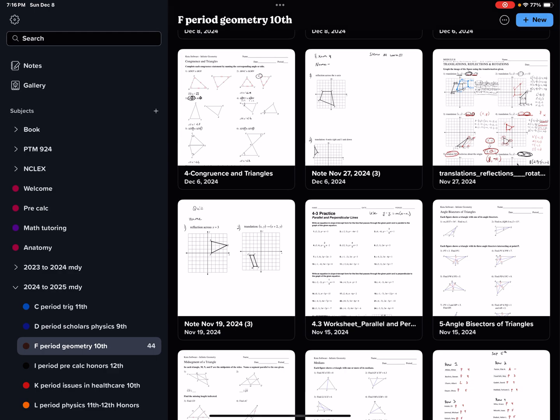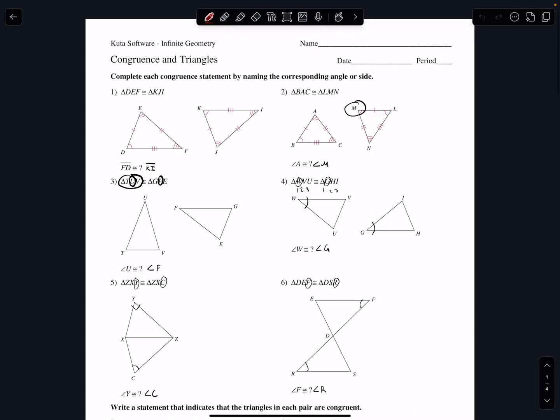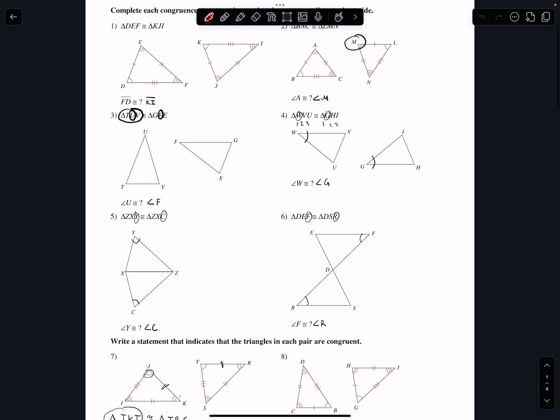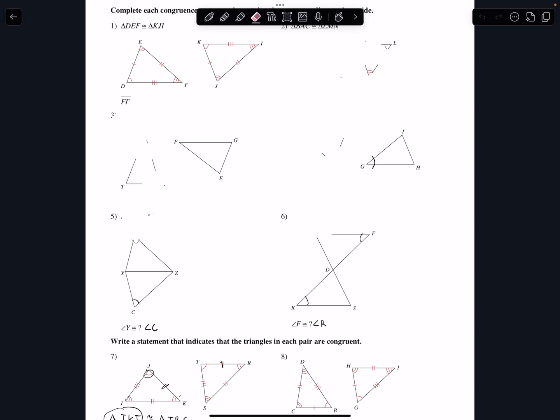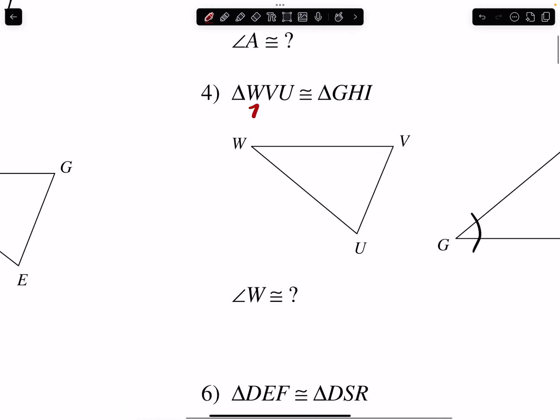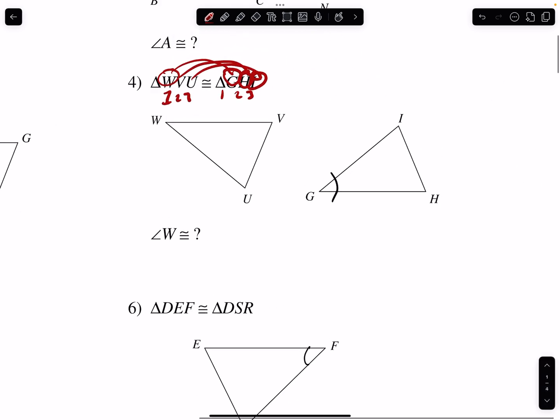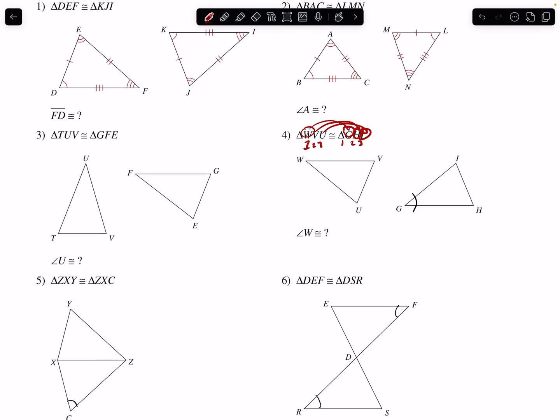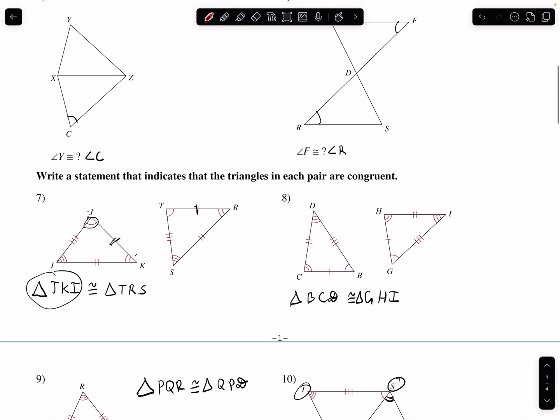Now, in terms of congruencies and triangles, yes, we went over it. Maybe I'll put a few as I promised as extra credit, but these are very simple, right? So remember, 1, 2, 3, 1, 2, 3, okay? W congruent to G, V congruent to H, U congruent to I, all right? So that's how we do this, okay? So W is congruent to G, right? So W is with G, V is with H, and then U is with I. Okay, so as long as you understand that, that's more than enough.